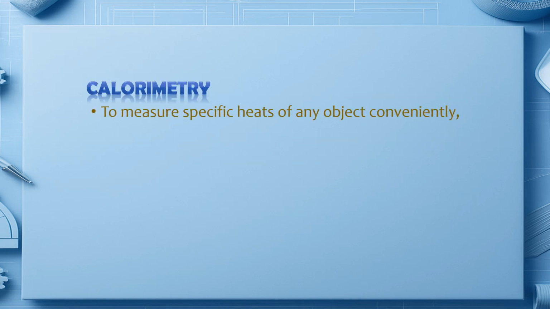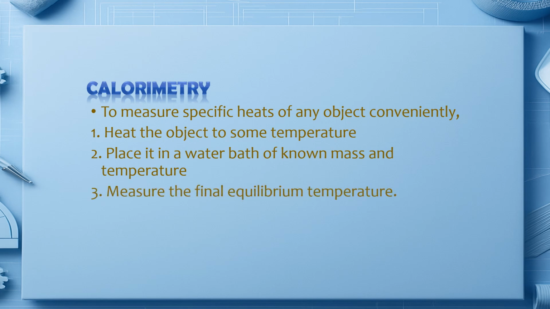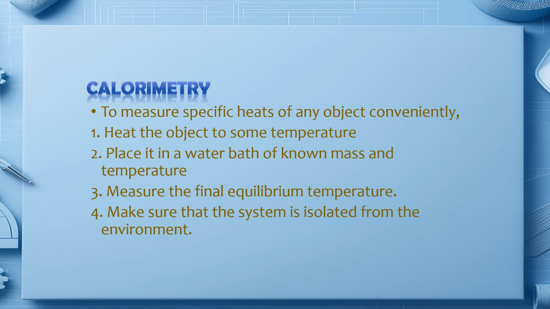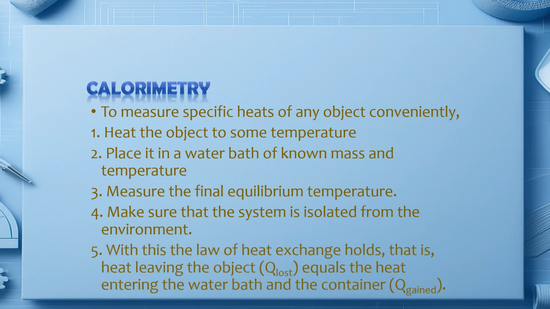To measure the specific heat of any object conveniently, we first heat the object to some temperature, then place it in a water bath of known mass and temperature, measure the final equilibrium temperature, and make sure that the system is isolated from the environment. With this, the law of heat exchange holds: the heat leaving the object, or Q lost, is equal to the heat entering the water bath and container. So that is the heat gained.